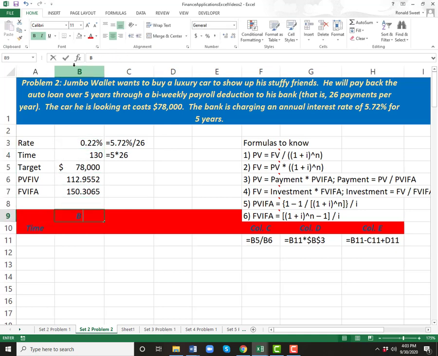The fourth column is interest, not interest earned, but interest expense. So on a loan, you make a payment and you have interest expense. On a future value problem, you have an investment, you have interest earned. And then the last column is the same, ending value.